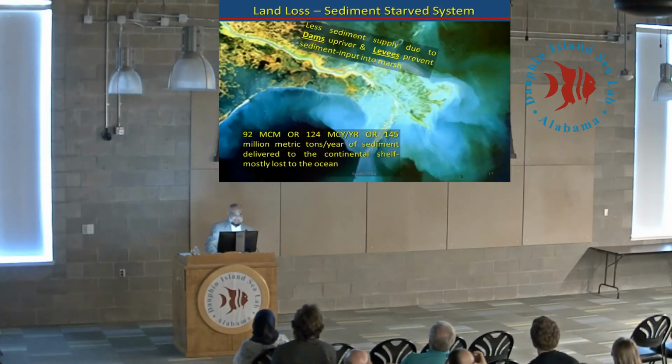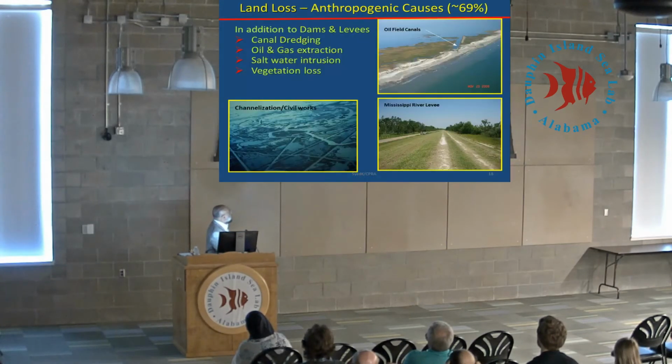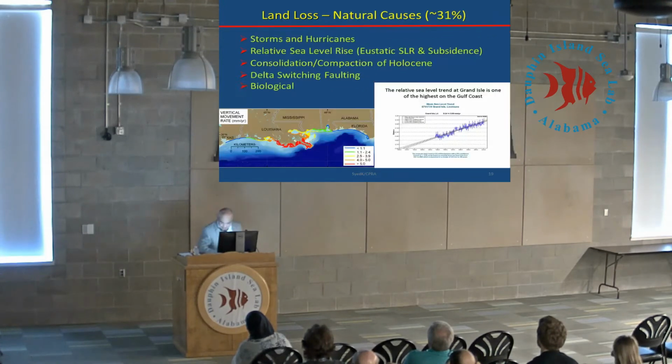So what is happening? It is land loss, and it is a sediment-starved system basically. On one hand, all these dams have choked the river sediment supply down the line, and the levees have choked it further. It has prevented the sediment input into the marshes. And then on top of that, what is happening, we are losing, I mean, it depends on whom you're talking.